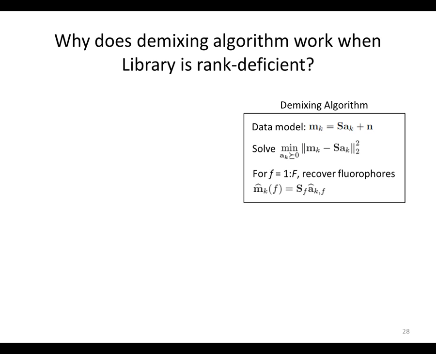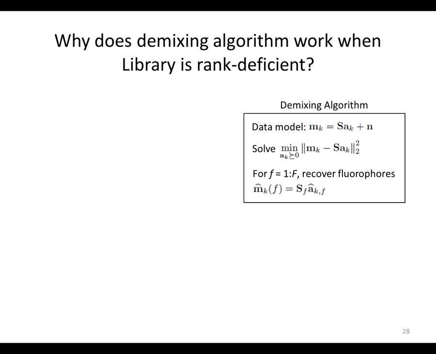Okay, so let me get back to this issue of why this algorithm works even when S is rank deficient. So here we have our algorithm, just to remind you, we're solving using non-negative least squares, and S is rank deficient, so this shouldn't work. But we managed to recover the fluorophore signatures like this, and as you can see, we do that really well.